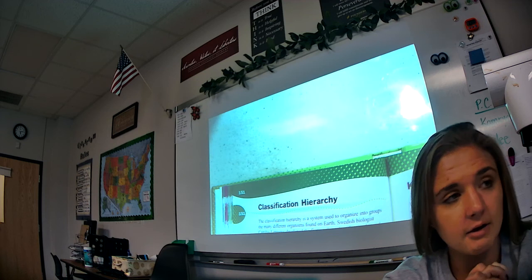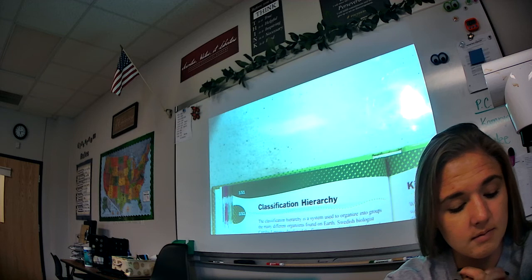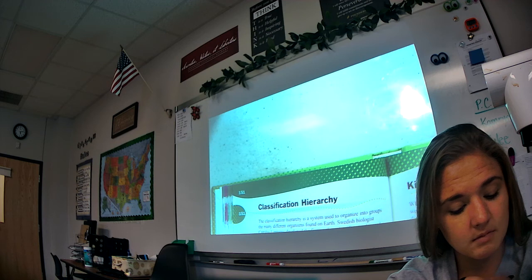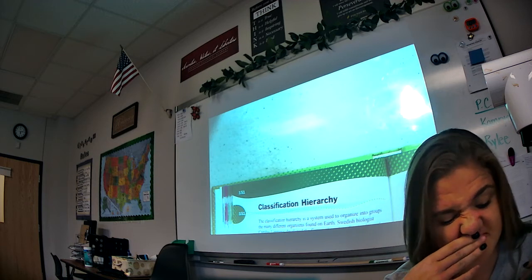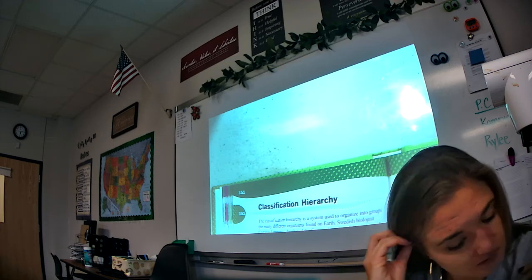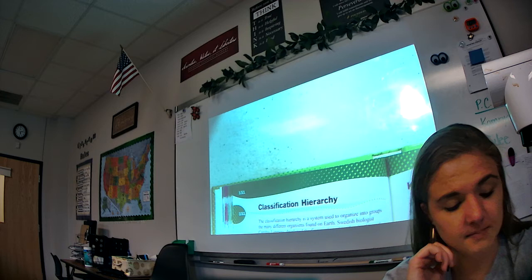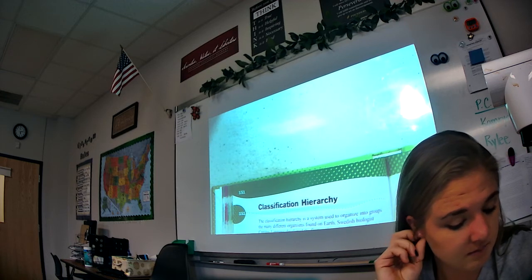Classification hierarchy is a system used to organize into groups the many different organisms found on Earth. Swedish biologist Carolus Linnaeus developed the first modern classification hierarchy. The system has changed since Linnaeus' time. It continues to change as scientists learn more about organisms and the system used to do it.